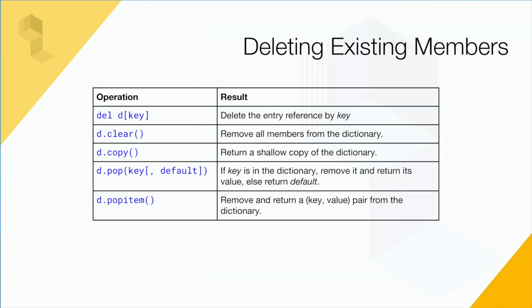Deleting members. The table below shows the operations that you can use to delete members from a dictionary. Del deletes the entry referenced by the key. The clear method removes all members from the dictionary. The copy method returns a shallow copy of the dictionary. The pop method, if the key is in the dictionary, removes it and returns its value, else returns the default value. Popitem is used to remove and return a key-value pair from the dictionary.